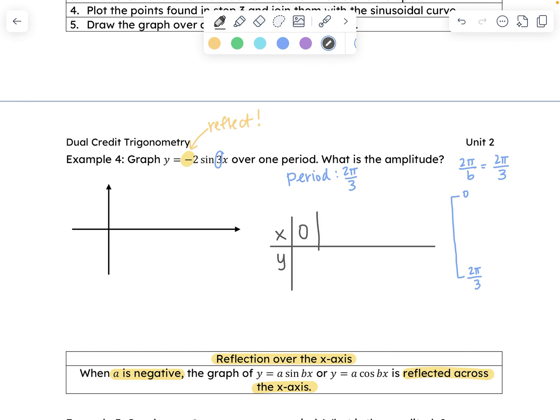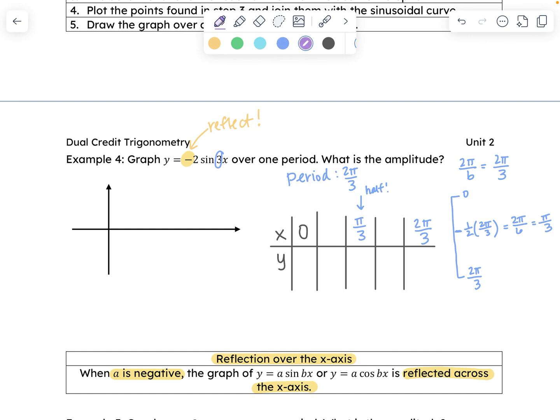I'm going to start at 0. I'm going to have one empty spot, another empty spot, and another empty spot. And then I would fill the last spot with my 2 pi over 3. Okay, to find that middle one, I have to take half of my period, so 1/2 times 2 pi over 3. That's going to give me 2 pi over, well, 2 times 3 is 6, and I can simplify that to just pi over 3.